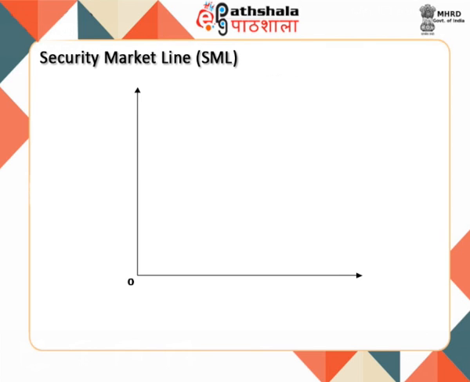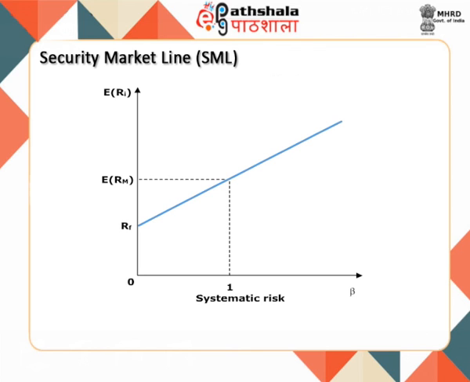The security market line is a graphical representation of CAPM, which shows the relationship between required rate of return and systematic risk. It plots the expected return of stocks on the y-axis against beta on the x-axis. The intercept is the risk-free rate and the slope represents the market premium. The security market line is a useful tool in determining whether an asset being considered for a portfolio offers a reasonable expected return for risk.